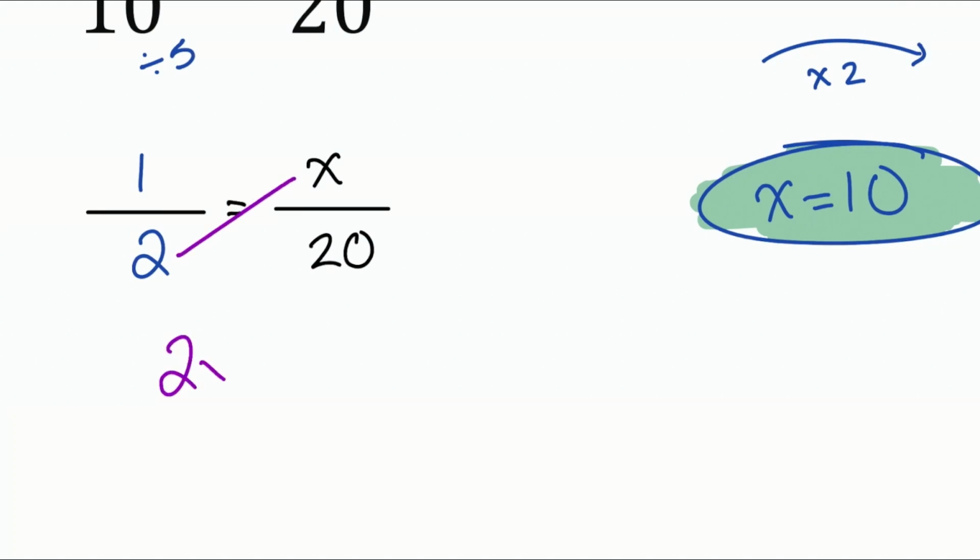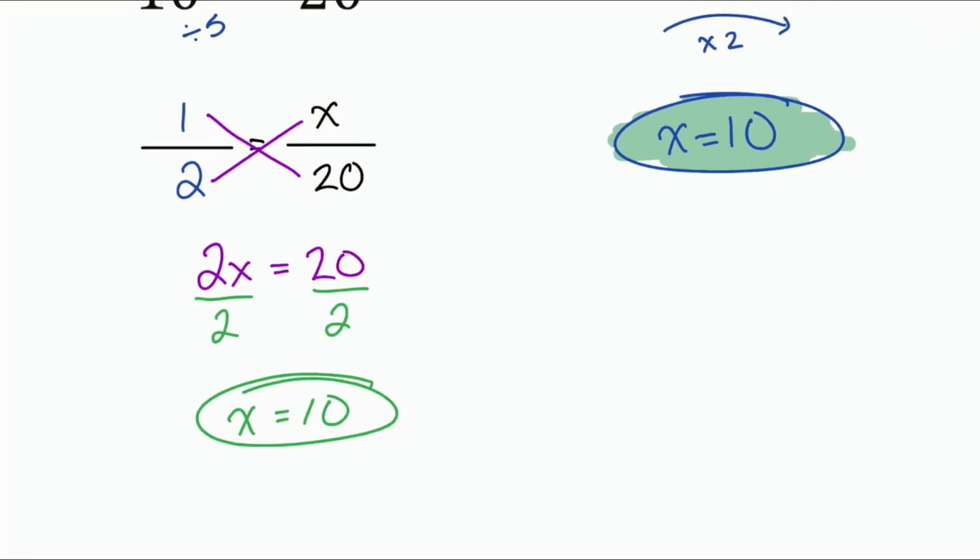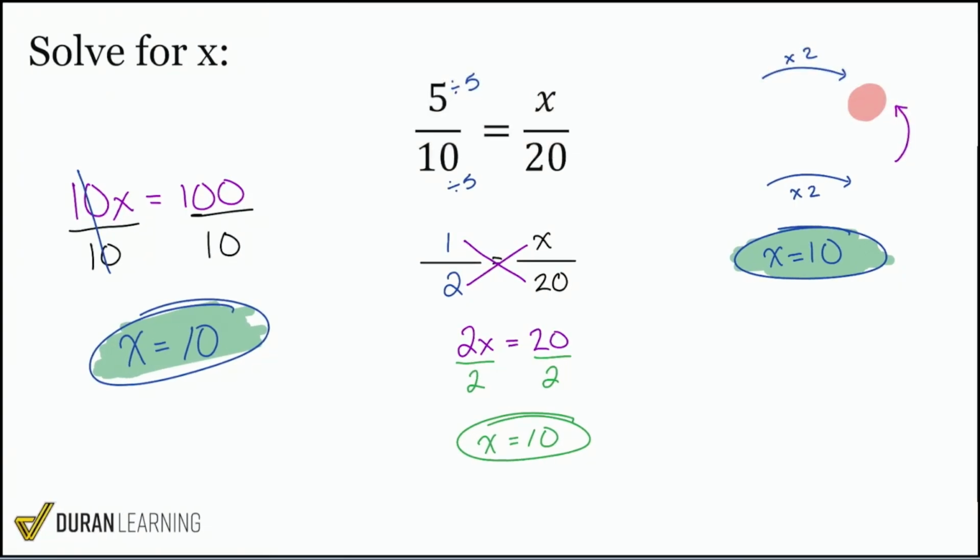2 times x, 1 times 20, that's just going to be 20. And then divide by 2 on both sides, and we are done. X equals 10, still just the same. So look at that. In just the past 5-10 minutes, we've been able to go through 3 very solid techniques to go ahead and solve proportions.